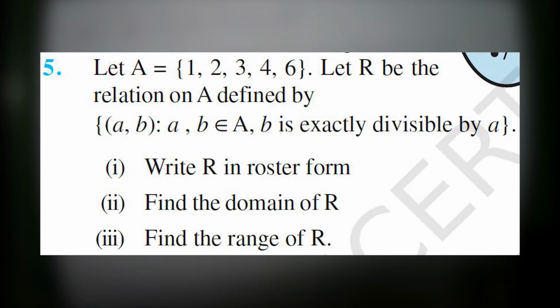Coming to the fifth question. Let A be equal to {1, 2, 3, 4, 6}. Let R be a relation defined as {(a, b) : a and b belong to set A, b is exactly divisible by a}. We have to write down the relation R in roster form, and find the domain and the range of the relation.